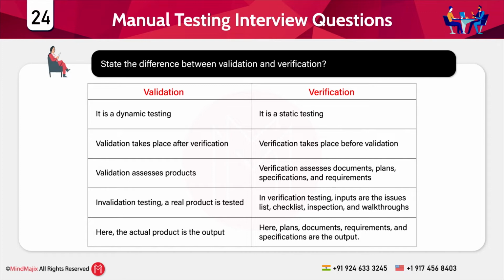Okay, in validation testing, a real product is tested. In verification testing, inputs are the issue list, checklist, inspection, and walkthroughs. And the last point in validation testing is that the actual product is the output, whereas in verification, plans, documents, requirements, and specifications are the outputs. Okay, so I hope this clears the difference between verification and validation.